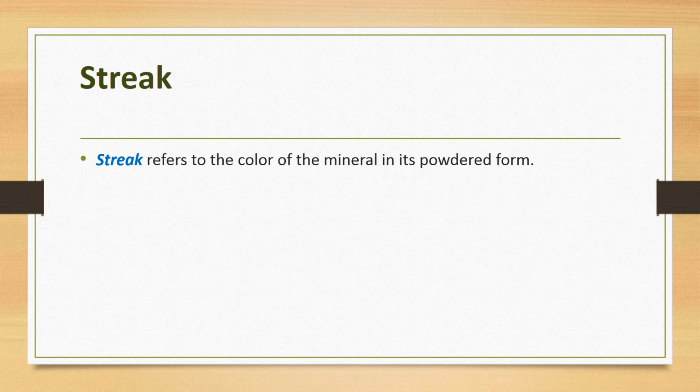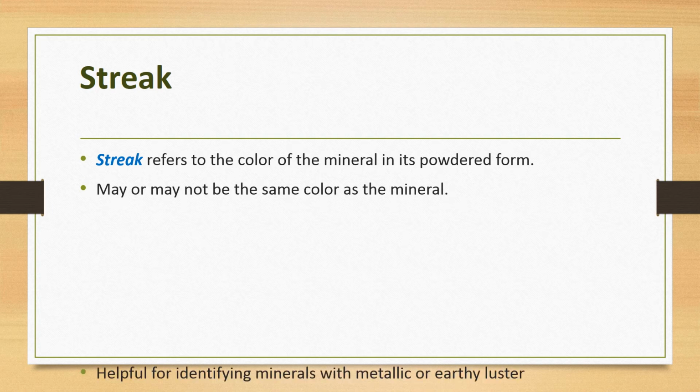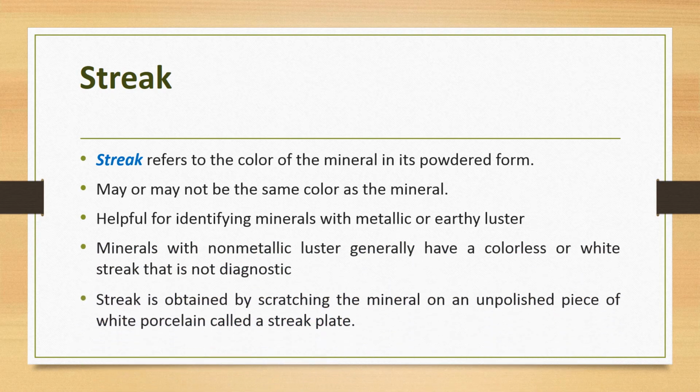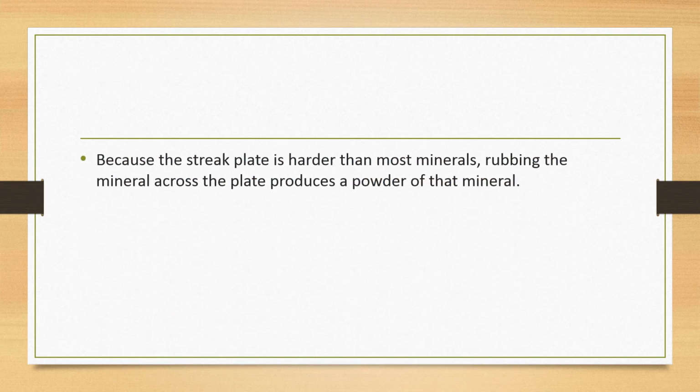Streak. What is the streak? Streak is the color of the powder of the mineral, not the color of the mineral itself. So streak refers to the color of the mineral in its powder form, and may or may not be the same color as the mineral. This property is helpful for identifying minerals with metallic or earthy luster. Because the streak plate is harder than most minerals, rubbing the mineral across the plate will give you the powder of that mineral, and we call it streak.